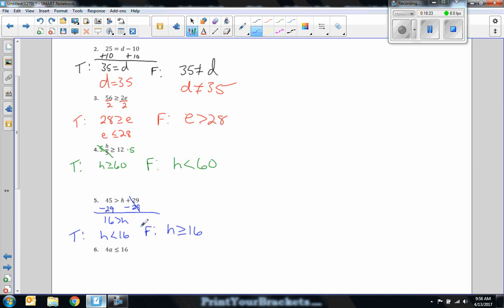All right. Last one, that's multiplication. The inverse of multiplication is division, so I divide both sides by 4. A less than or equal to 16 divided by 4, which is 4. So it is true when a is less than or equal to 4. It is false when a is greater than 4.